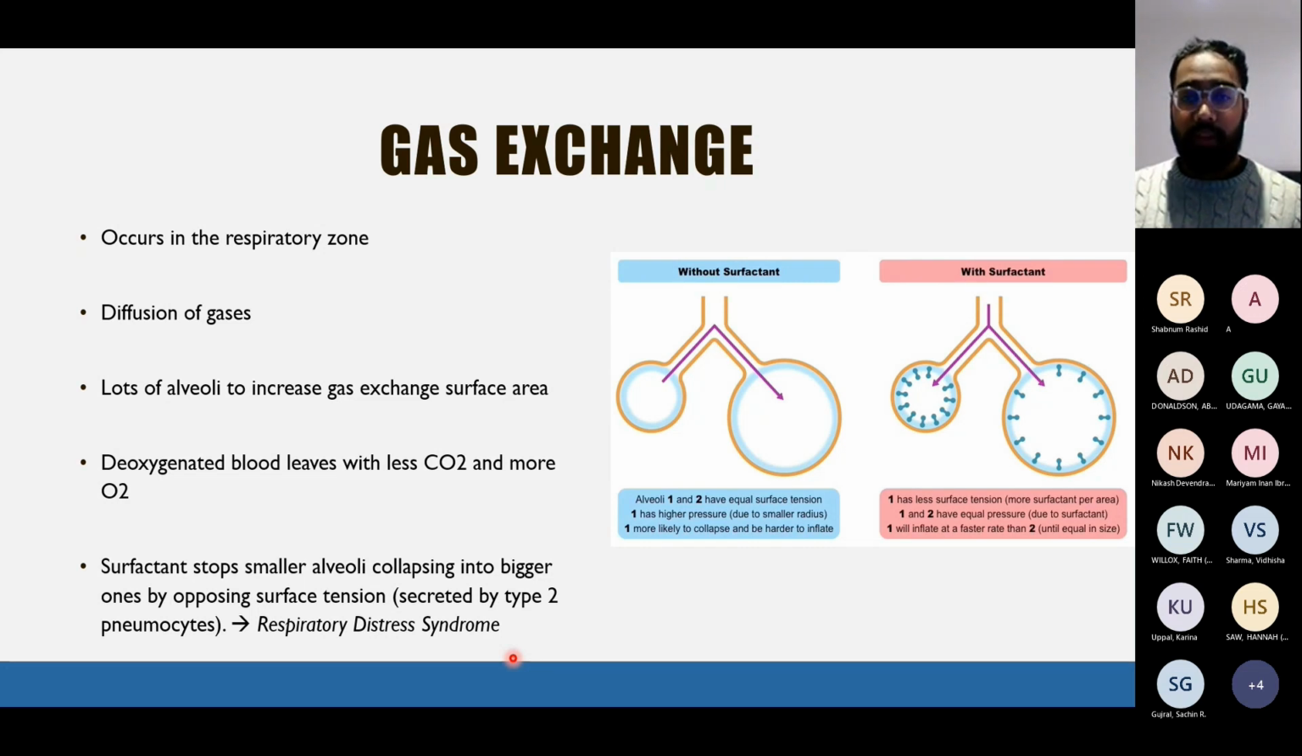So what we do to preempt that is, before delivery of the premature baby, we can give corticosteroids, which basically ramps these type 2 pneumocytes up and forces them to produce surfactant early.